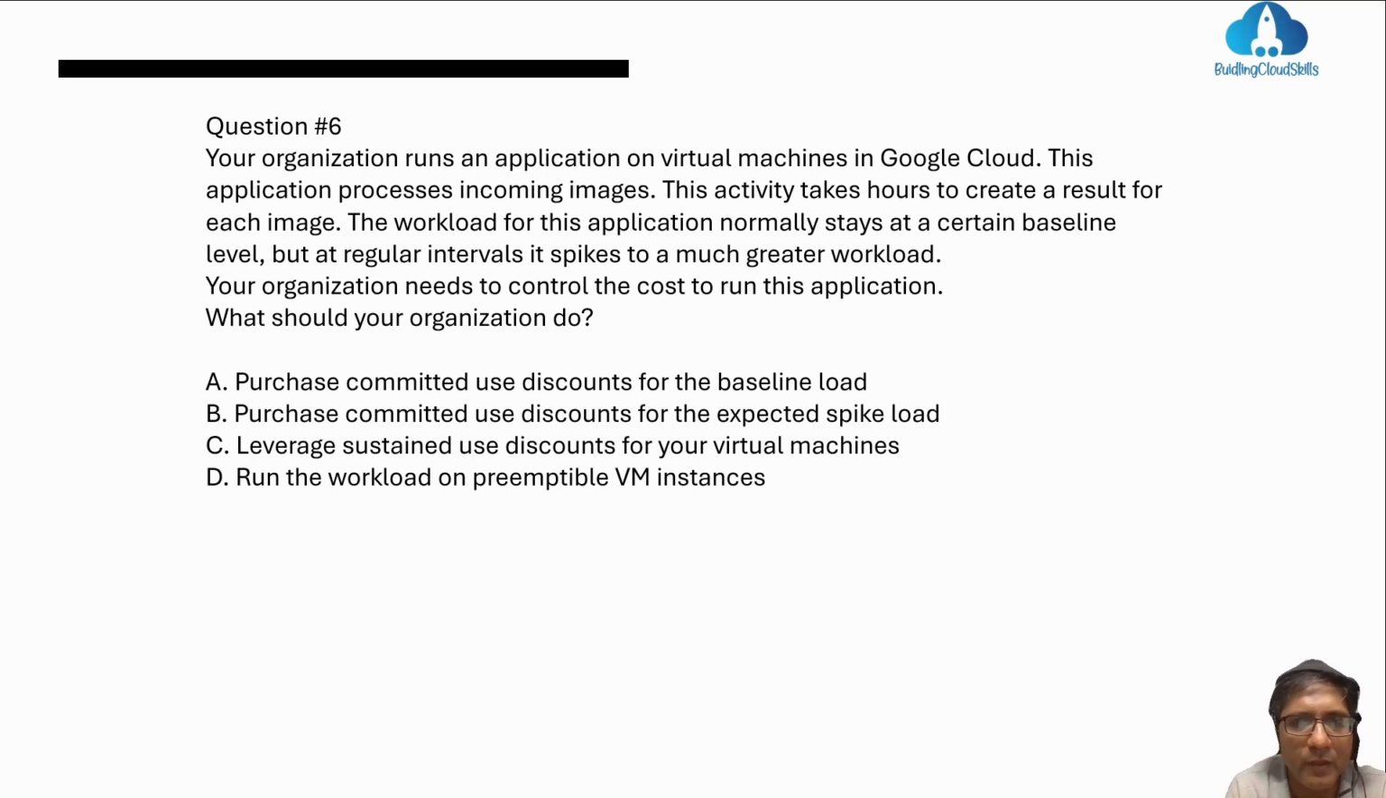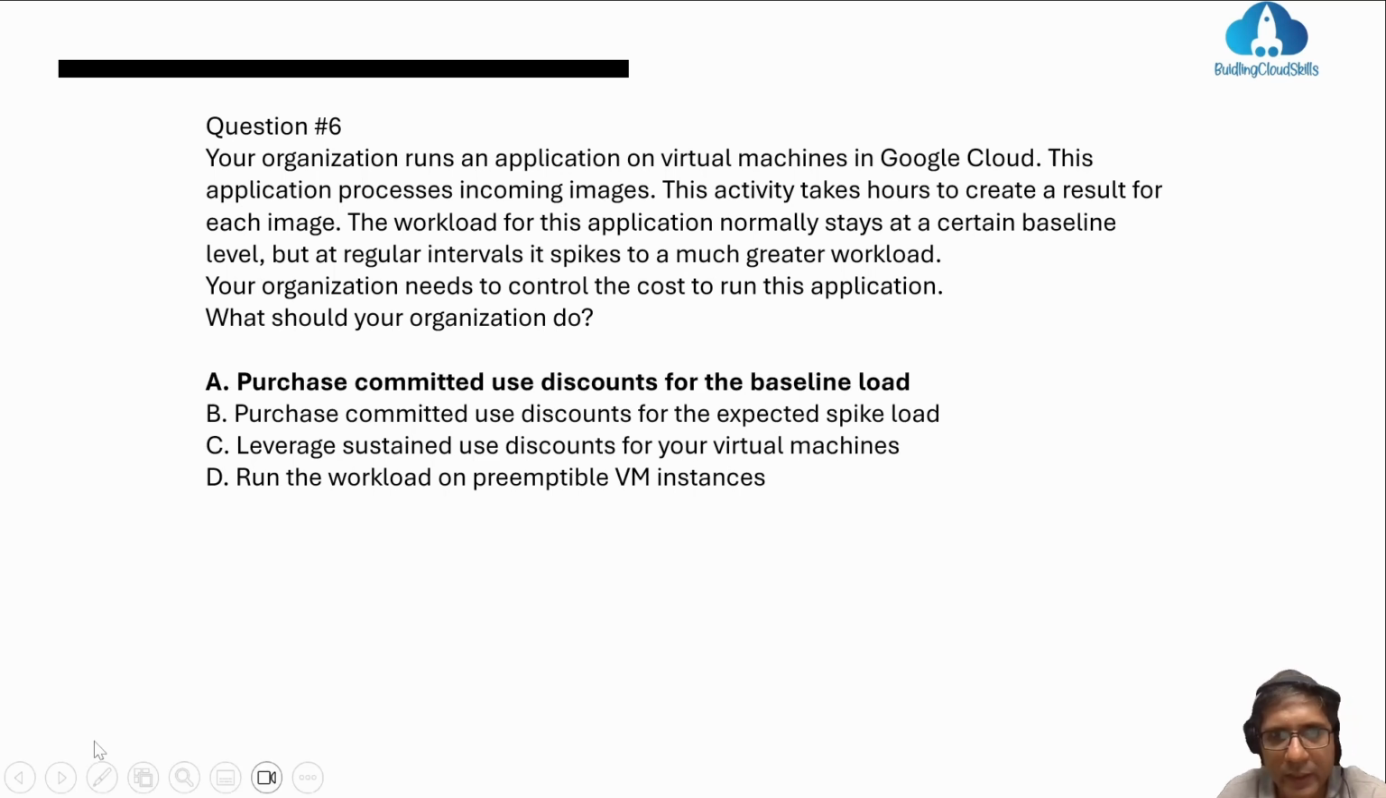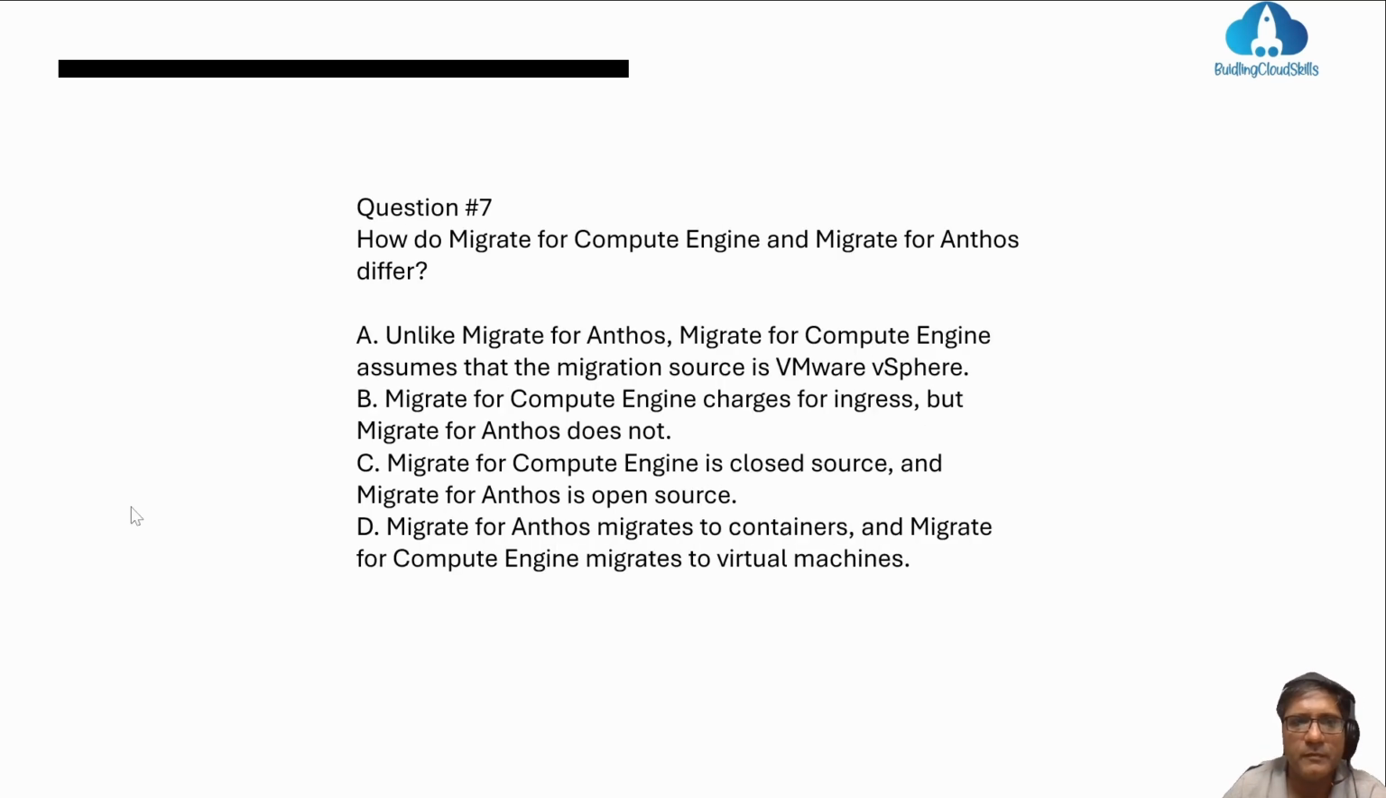Once you pay for the VM in a contract, you have to use it ideally for the whole period. Otherwise, it's not appropriate utilization of your money. So you will be going in for a committed discount on the baseline, and you will not be using the preemptible VMs. On spike loads, whatever load comes, you will by default get sustained discount on it. You don't have to do anything. If those VMs work for more than 20% of time in the month, that is going to get applied. So the right answer is committed discount for the baseline load.